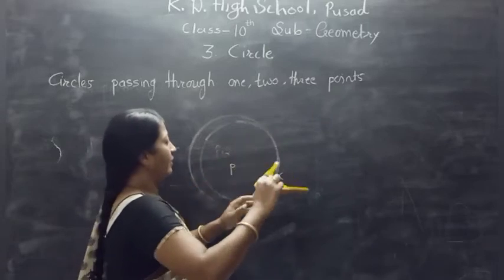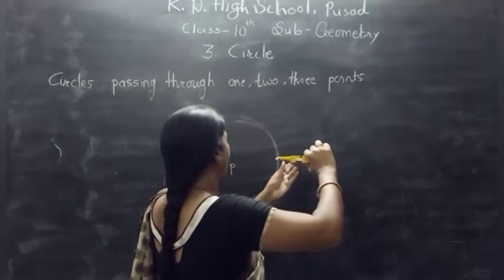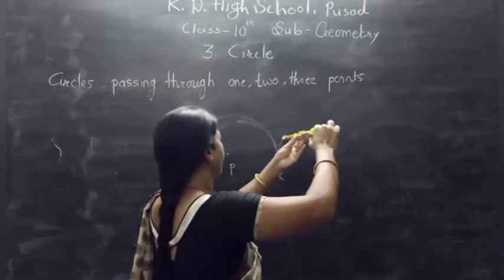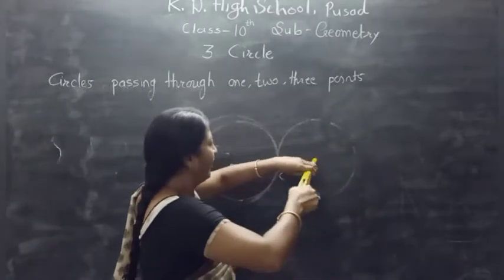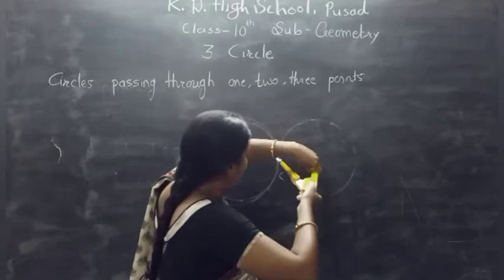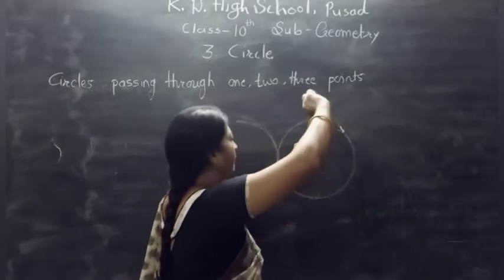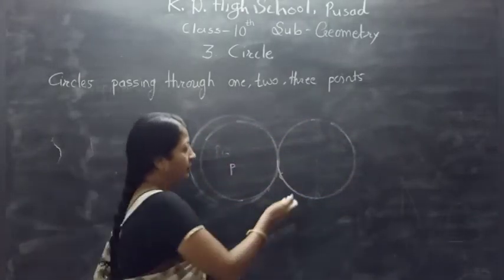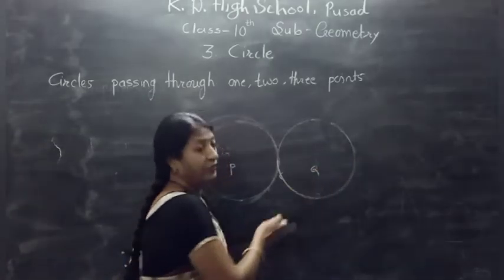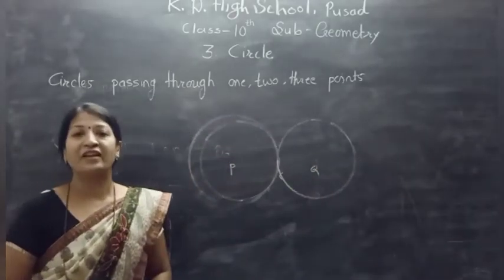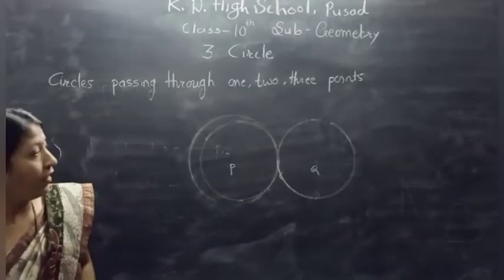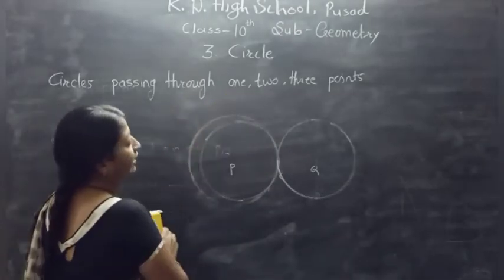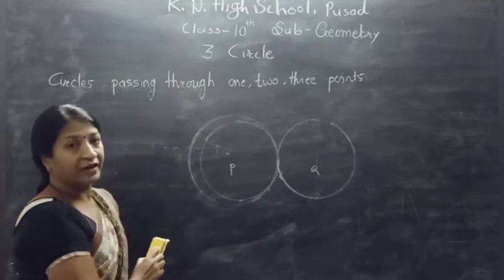Yes, you can put the center outside that circle, and so infinite such circles are possible. So through a single point, infinite circles can be drawn. The first point: through one point, infinite circles can be drawn.